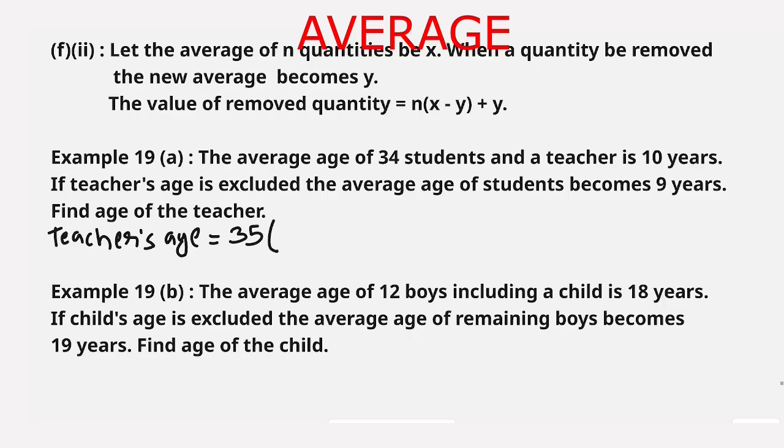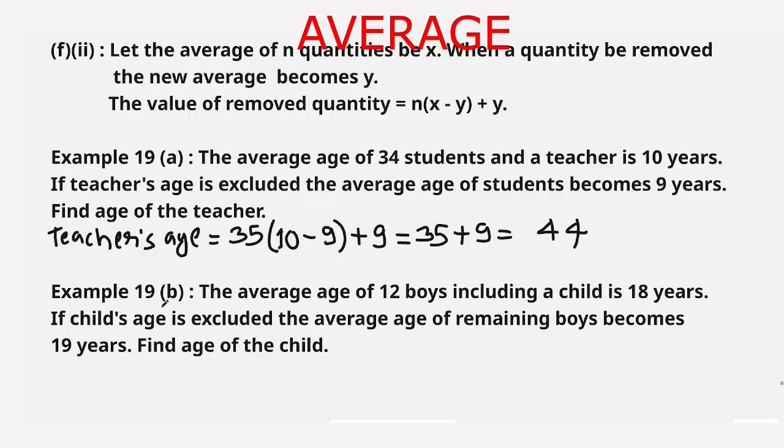The initial average was 10 years and when the age of the teacher is removed, the average becomes 9 years. So the final average becomes 9 years, plus 9. Now 35 multiplied by 1, since 10 minus 9 is 1. So this is 35 plus 9 equal to 44. So the teacher's age is 44. I hope you have understood the method of solving it.